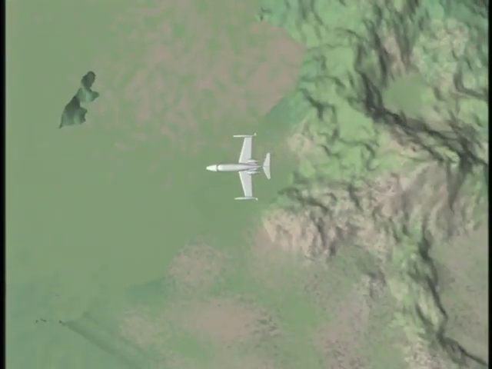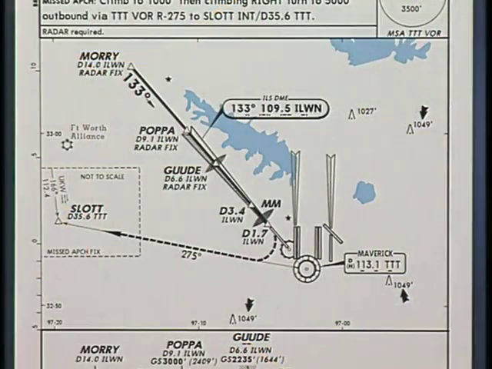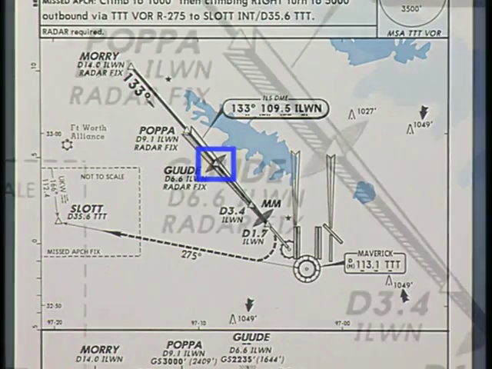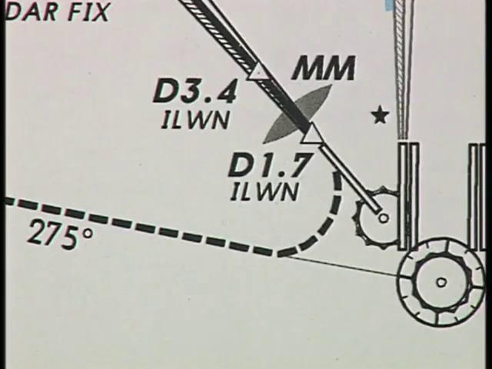The width of this segment tapers from 4 nautical miles on either side of the course at the start of the segment, down to as little as 2 nautical miles at the final approach fix. The final approach segment begins at the final approach fix. On a precision approach, this is the point where you intercept the glide slope at the minimum glide slope intercept altitude. This interception usually occurs near the outer marker, which in this case is Good. The final approach segment ends at the runway or at the missed approach point, whichever is encountered last.